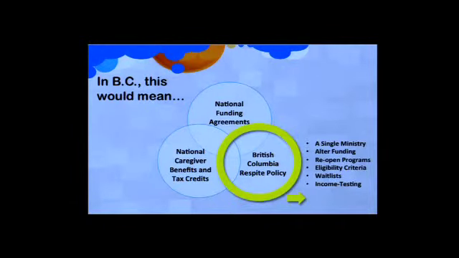And in BC, under respite care policy, the MCFD could deliver respite services and offer a central point of access. BC could revise eligibility criteria to include the risk of developing disability, and they could also eliminate waitlists, income testing and co-payments.